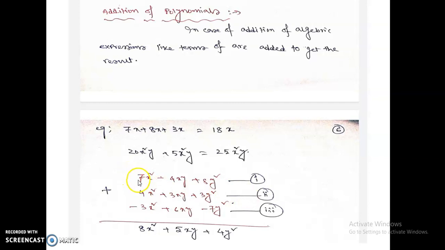Here you can see 7 plus 4 is 11, 11 minus 3 is 8. Here also minus 4 plus 3 is minus 1, plus 6 is 5. Here it is 8 plus 3 is 11, 11 minus 7 is 4. So 8x squared plus 5xy plus 4y squared is the result of this addition of the polynomial expressions.